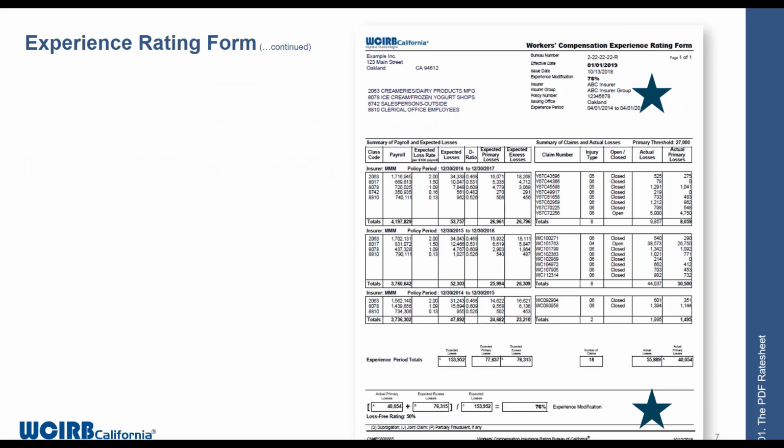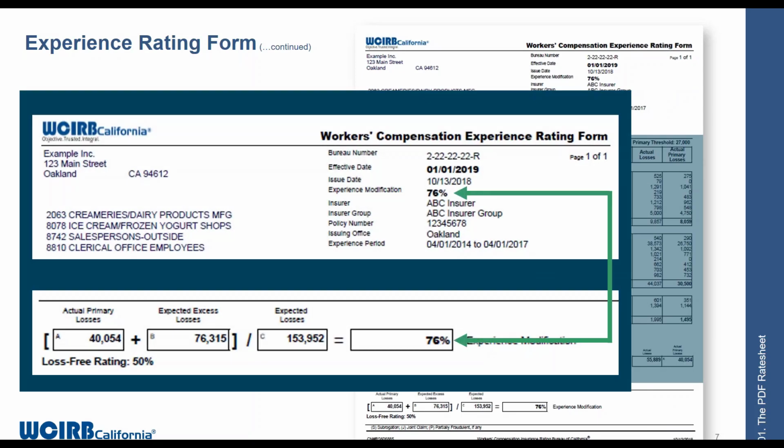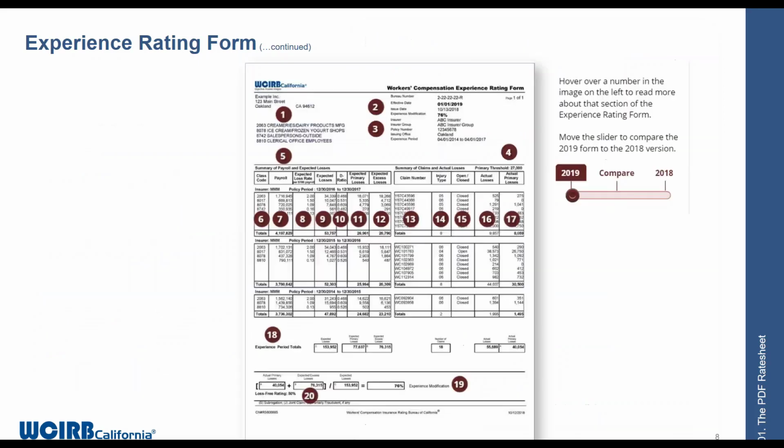So here is a copy of the rate sheet. Again, it's got all the data in here that is used in the calculation. The focus, again, really is on the percentage. This is the worksheet that shows how that percentage was derived. It's reflected in the header next to the experience modification, as well as down at the bottom in the experience rating formula, where the mod percentage is actually calculated.